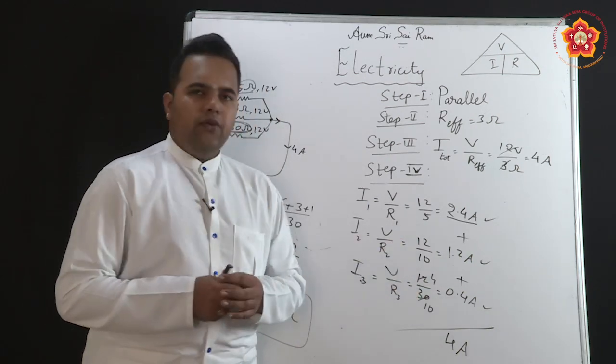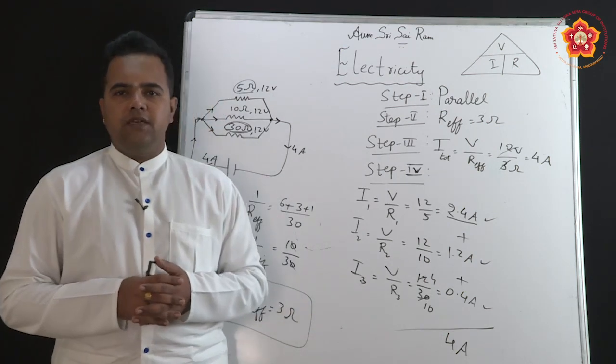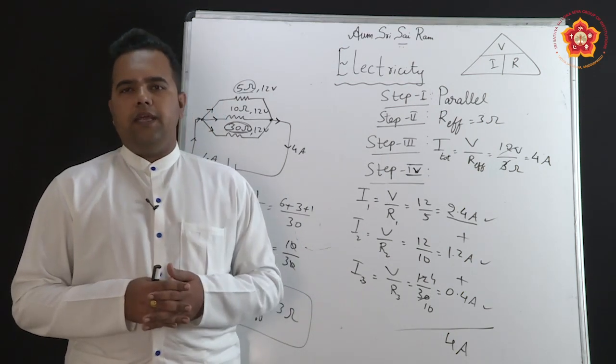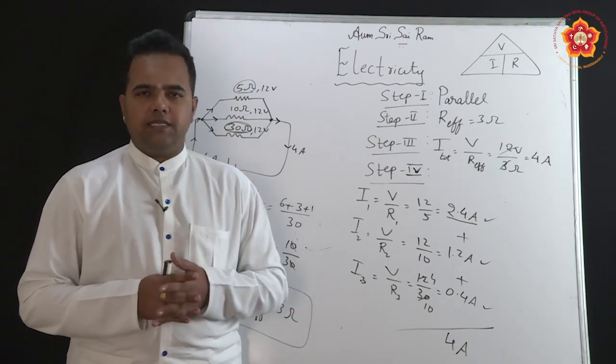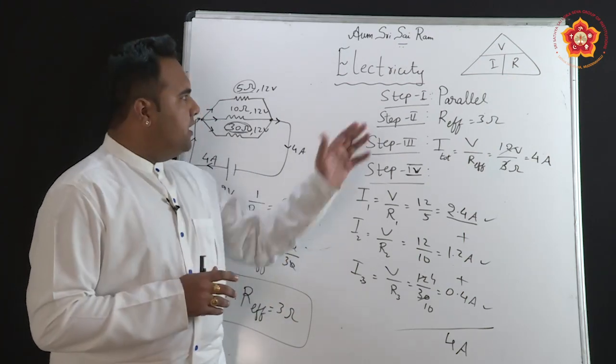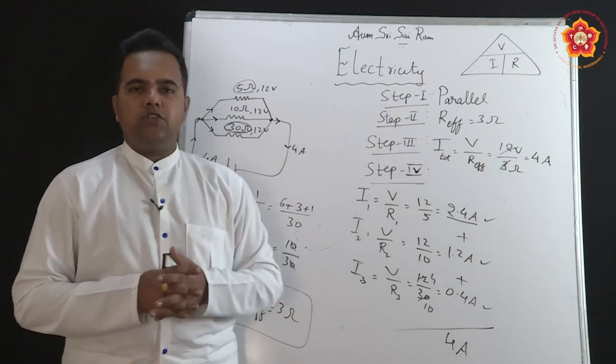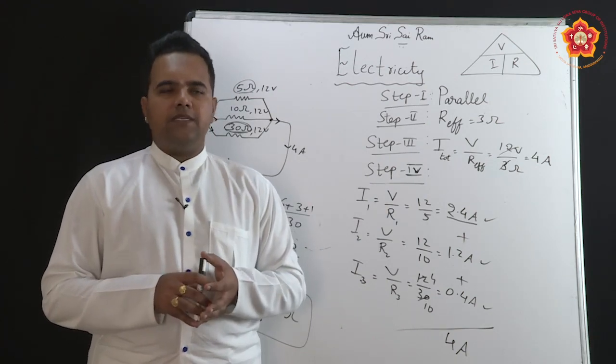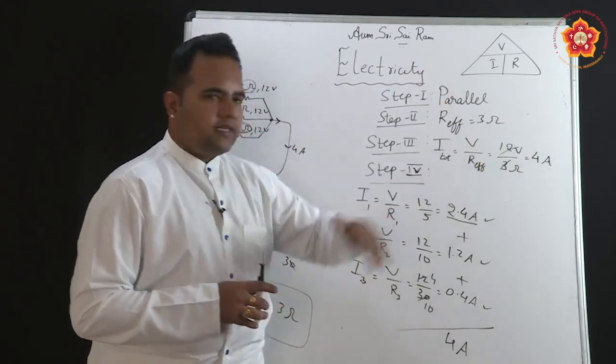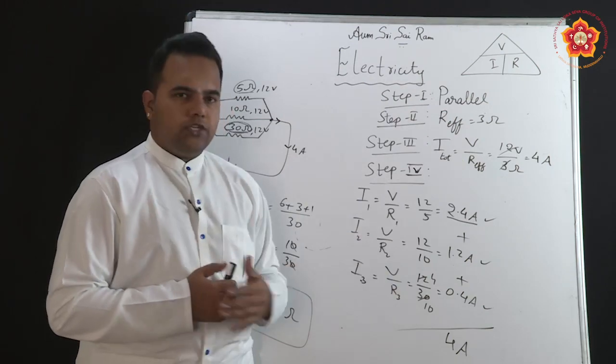So, like this you can pick up any number of numericals. While there is complexity when we add or remove resistors, eventually these 4 steps will help us minimize the complexity and arrive at the correct result. So, this is a systematic way of approach.